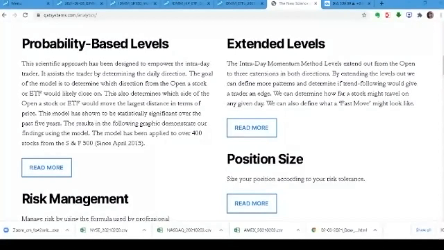We also have a page for position size and risk management. There's a position size calculator and a risk management calculator, so that if you know the probability of a successful outcome and some other parameters, you put that into the calculator and it determines how much you should risk on each trade. And then you can use the position size and the intraday momentum method levels to help in determining what size of position you would take.